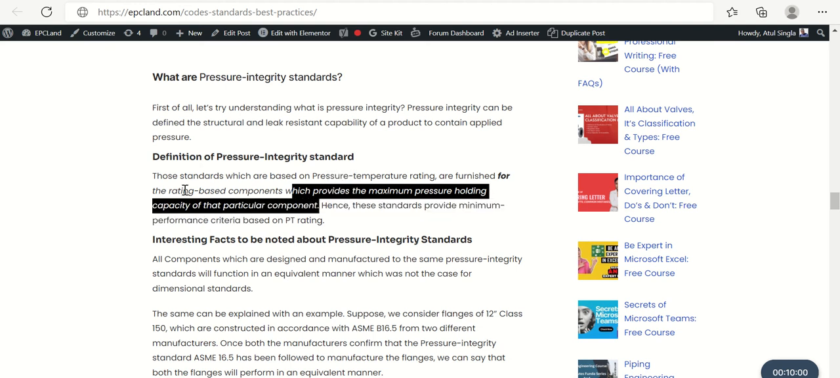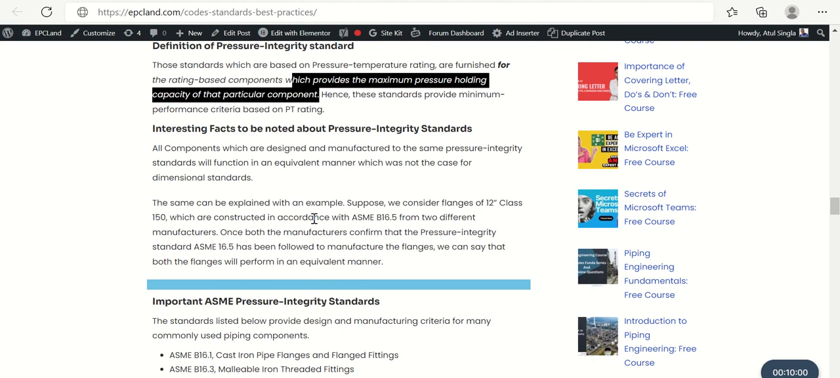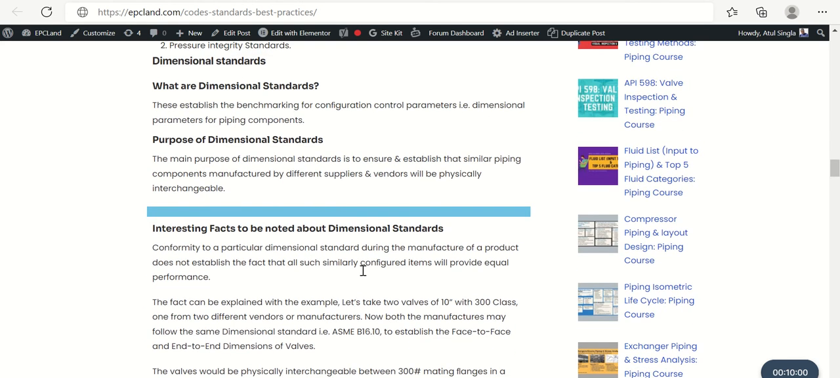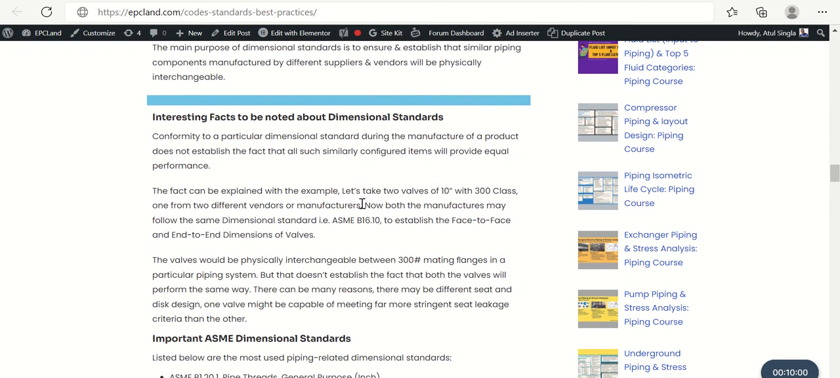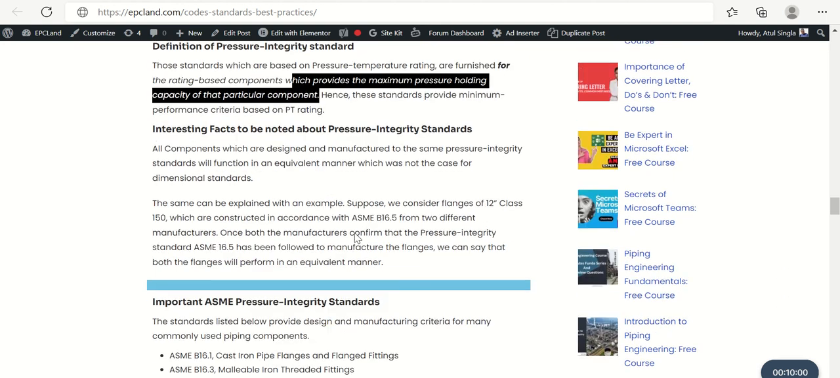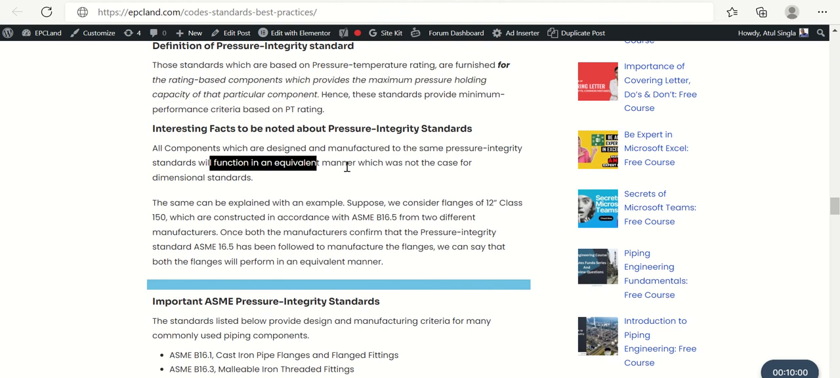These rating based components will be there, which will be defined in these standards, right? There is another interesting fact. As we discussed for dimensional standards, although two manufacturers follow the same dimensional standard, still we cannot guarantee that the performance will be the same. Now in case of pressure integrity, the scenario is different. All components which are designed and manufactured to the same pressure integrity will function in an equivalent manner, right? Which was not the case in dimensional standards.